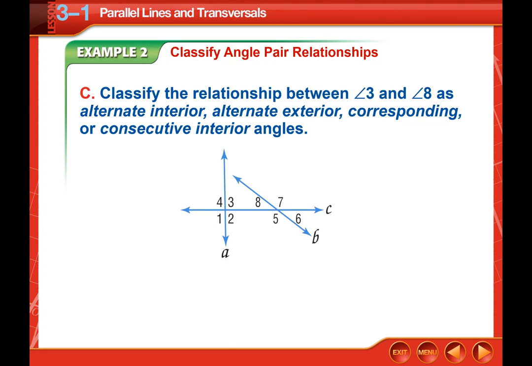Okay, classify this relationship between 3 and 8. So they are interior. They are on the same side. These are consecutive interior angles.